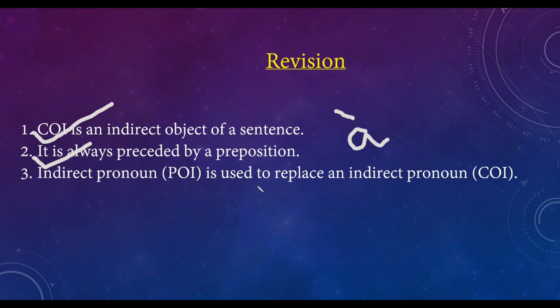Now, an indirect pronoun is used to replace a COI. What is an indirect pronoun? Me, te, lui, nous, vous, leur. These are the indirect pronouns. For masculine and feminine singular, it is lui. For masculine and feminine plural, it is leur. So I hope you understood COI and how to use POI to replace it.